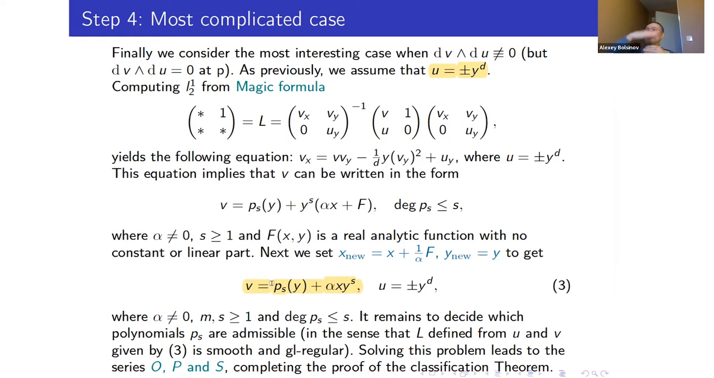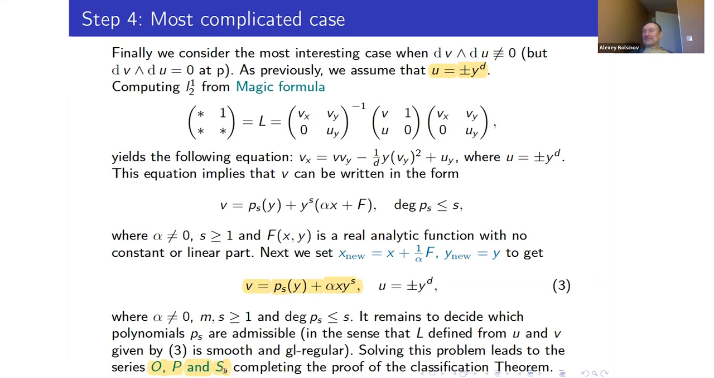Remember, there should be some cancellation of the denominator, so we divide by zero, but in reality this doesn't happen, and this is an algebraic condition. And if you do it very carefully, you will come to these series Q, P and S. So this will give you the proof and the local description of all points.